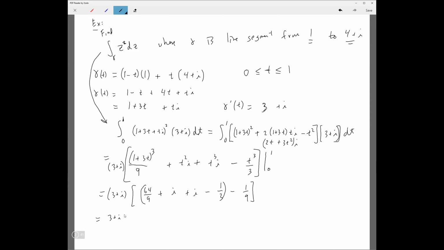Okay, so 3 plus i times, let's see, combining all these, 64/9 minus 3/9, no, minus 1/9. That's going to be 69. Oh my goodness. Wow. Okay, so we have to just multiply those together to get the final answer. But anyways, we're just going to leave it right there, okay? So that's how you would do an integral like that.